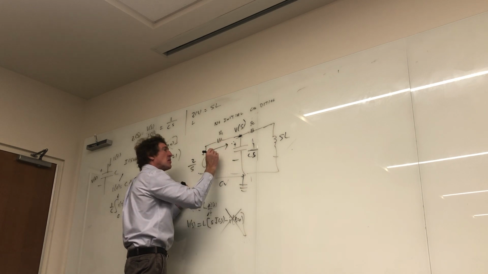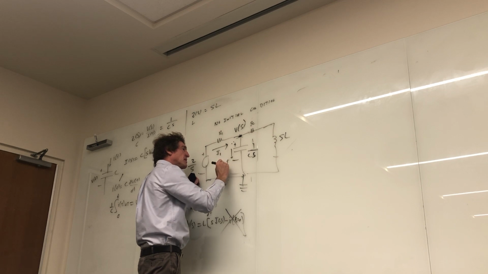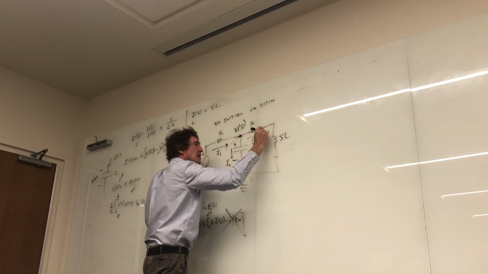This is the current in. I'll call this I1. I'll call this I2. And I'll call this I3.